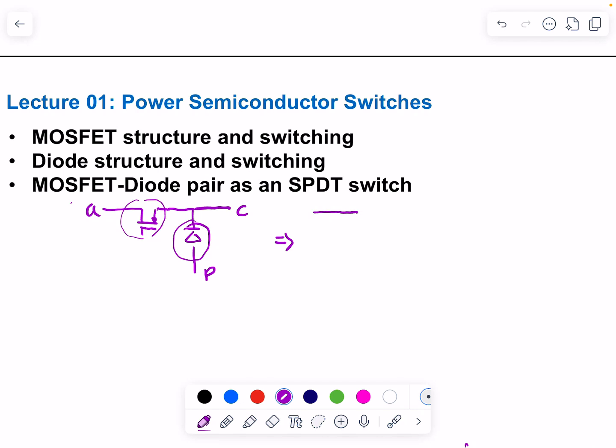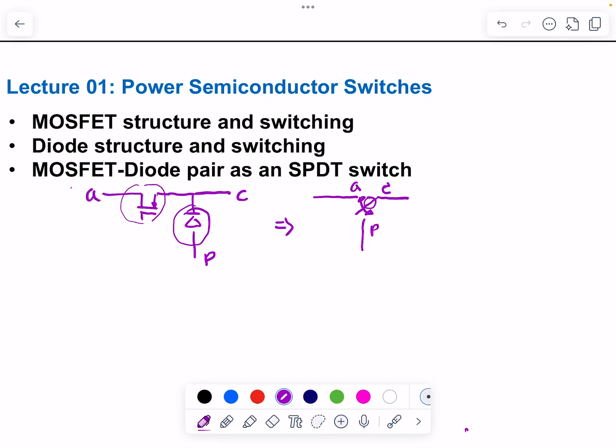This is the A throw, and this is the P throw, and there is one pole at the C port. This pole is connected to either the A or P throw. So this pole is always connected to either the A throw or the P throw, and this SPDT switch plays the most important role in PWM power conversion, as will be demonstrated in the later slides. The next slide will show the structure and basic operation of MOSFET switches.